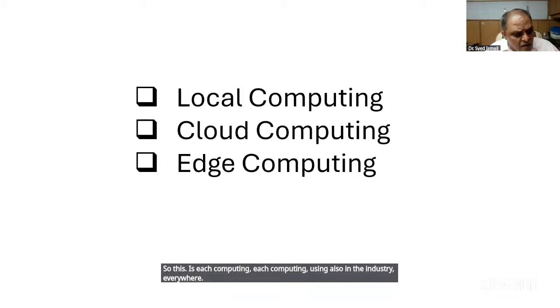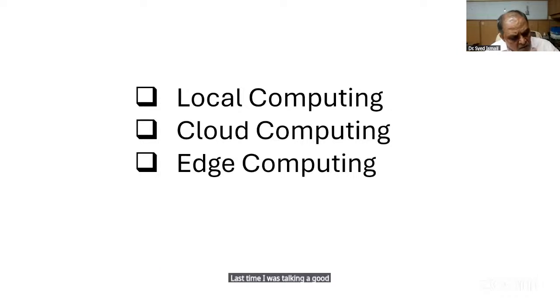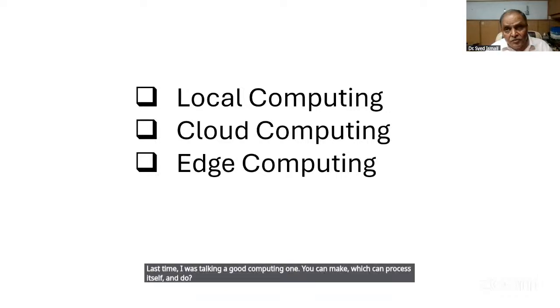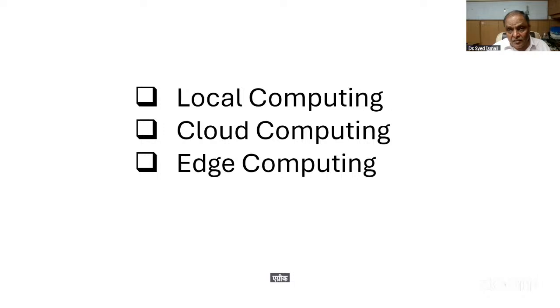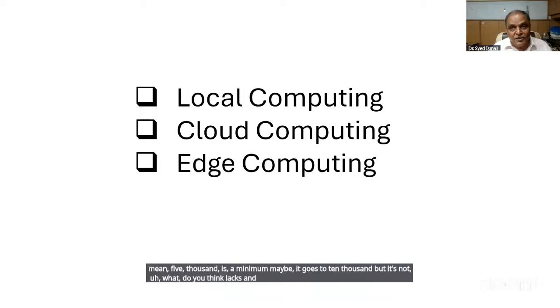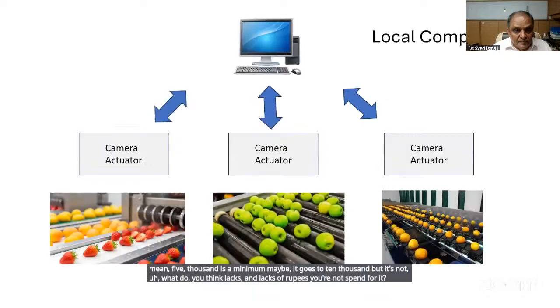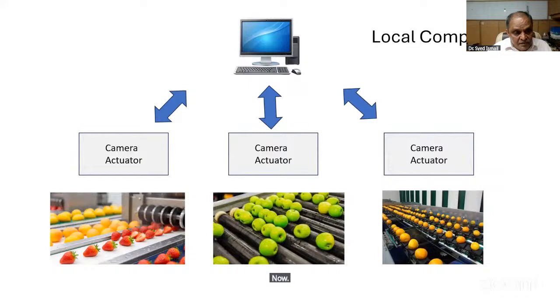Last time I was talking about a good edge computing setup you can make, which can process by itself, somewhere under 5,000 rupees for most agricultural applications. For 5,000 rupees, you can get a camera plus an embedded system. I mean, 5,000 is the minimum. Maybe it goes to 10,000, but you need not spend lakhs and lakhs of rupees for it.